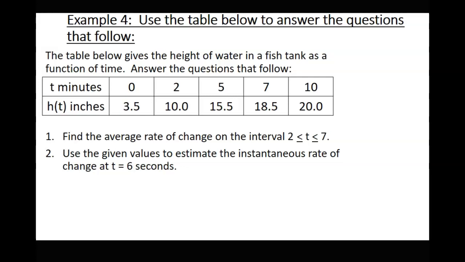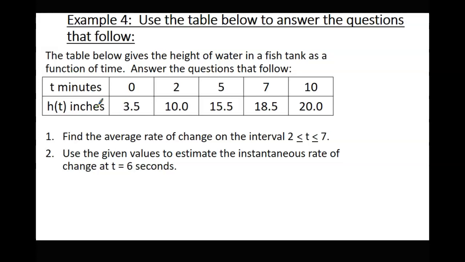The table below gives the height of water in a fish tank as a function of time. So in other words, this top row here represents the amount of minutes that have gone by, and this represents the height of the water in the tank in inches at each respective time. So number one is asking us to find the average rate of change.